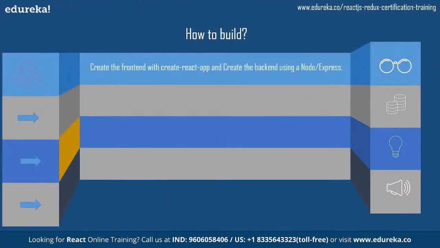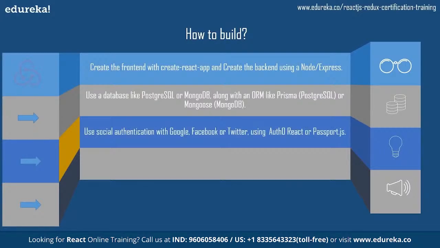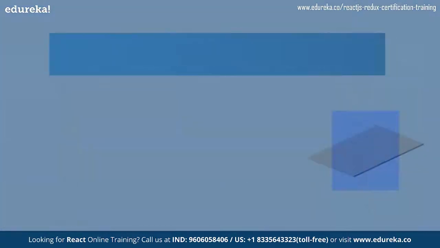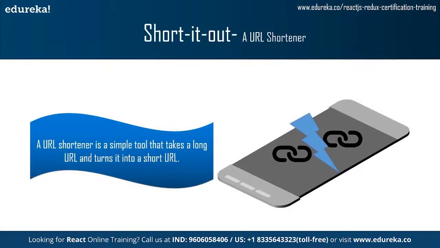So we can create the app with Create React App, and then we can create the backend with Node or Express. Then we can use Cloudinary for image and video uploads to the Cloudinary API. Then we can use a database like Postgres or MongoDB along with an ORM like Prisma for Postgres or Mongoose for MongoDB. Then finally, we can deploy the backend to Heroku and frontend to Netlify, or we can deploy both on Heroku as well.